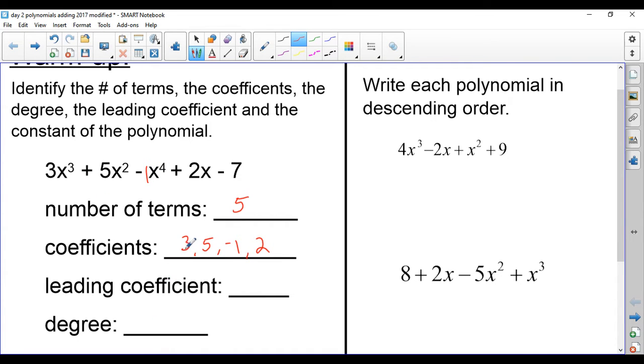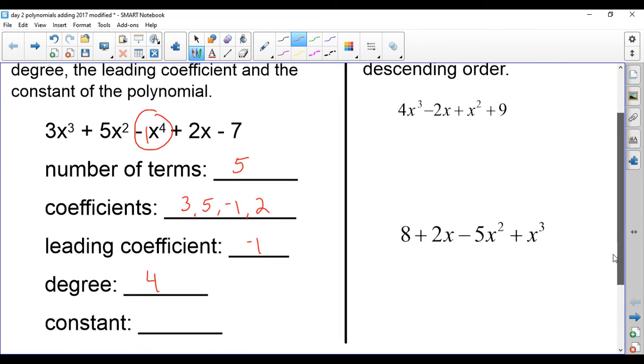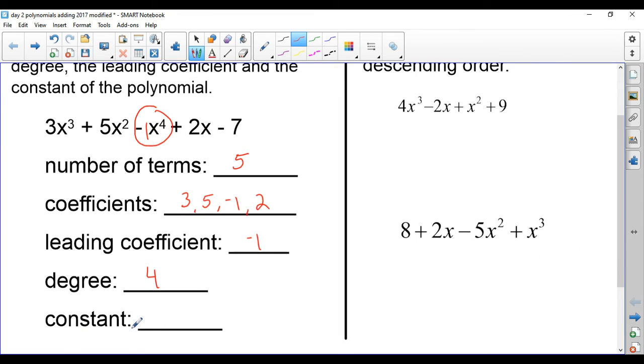To find the leading coefficient and the degree, I look at the term that has the highest exponent. The coefficient of that term is the leading coefficient. The exponent of that term is the degree. The constant is the number that doesn't have a variable, -7. This would be a degree 4 polynomial with 5 terms.